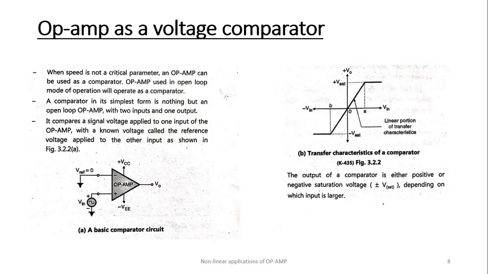Now, the next topic is the op-amp as a voltage comparator. When speed is not a critical parameter, the op-amp can be used as a comparator. This is the main condition. The op-amp used in open loop mode of operation will operate as a comparator. A comparator in its simple form is nothing but an open loop op-amp with two inputs and one output.